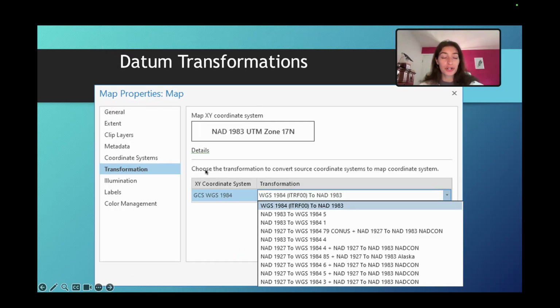There's also data transformations, and the way that you can access this is by going to your map properties tab on your map, going over to transformation, and it'll show you what your map XY coordinate system is. It'll also give you the options to transform that XY coordinate system. So you have a lot of options. You'll see NAD 1983 to WGS 1984 5, NAD 1983 to WGS 1984 1. This can get wordy, so I'll just let you take a look at this.